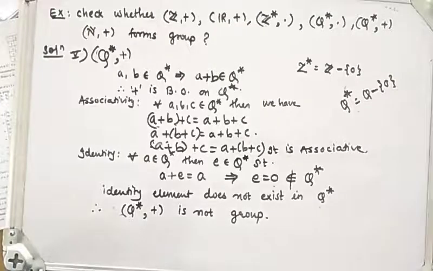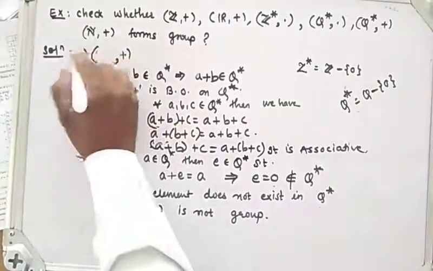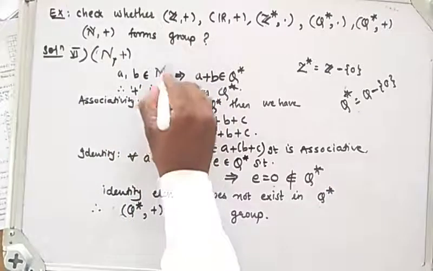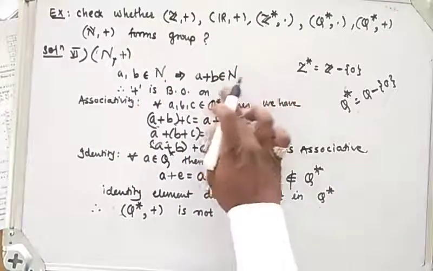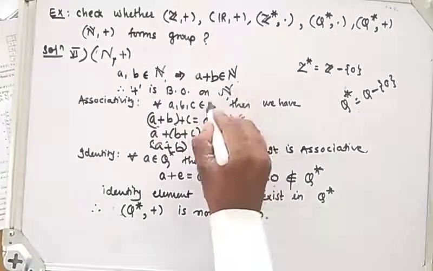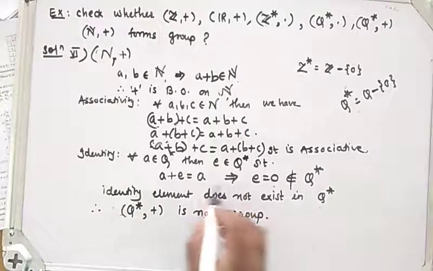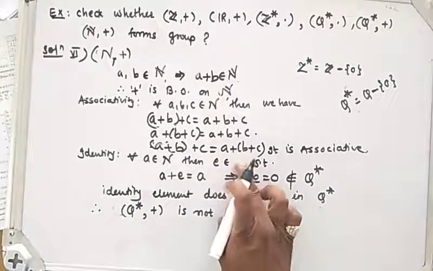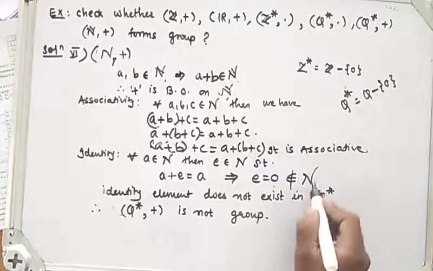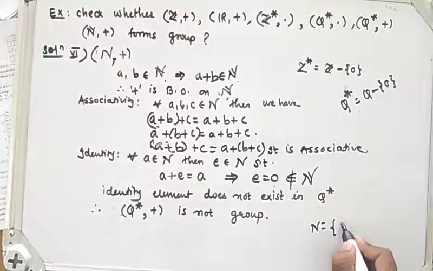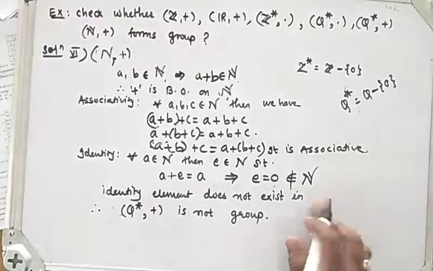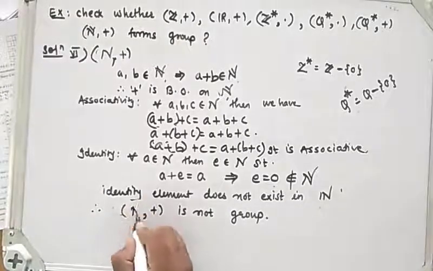So again here, if I take the natural numbers under the operation addition, then I take a, b belongs to natural numbers, their addition again belongs to natural numbers, so we say that addition is a binary operation on natural numbers. Now associativity exists in natural numbers, right? For the identity element, for all a belongs to natural numbers, an identity e should also belong to natural numbers such that a plus e is equal to a, but e is equal to 0, which does not belong to natural numbers, because natural numbers start from 1, 2, 3 and so on; there is no 0 in natural numbers. So the identity element does not exist in natural numbers, therefore natural numbers under addition is not a group.